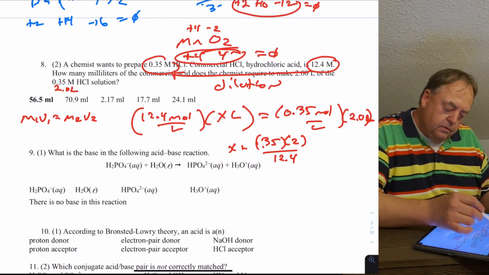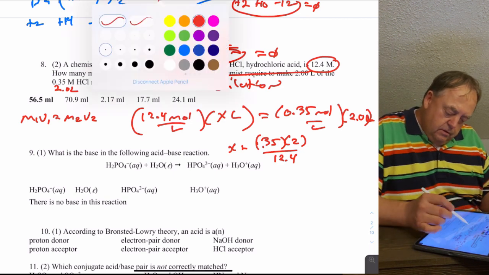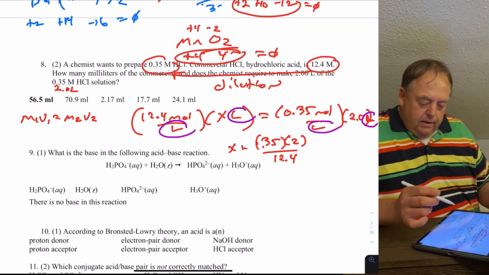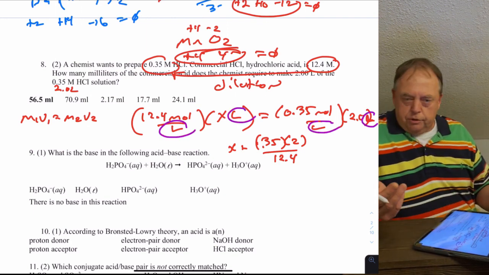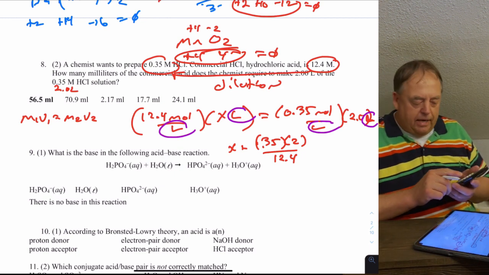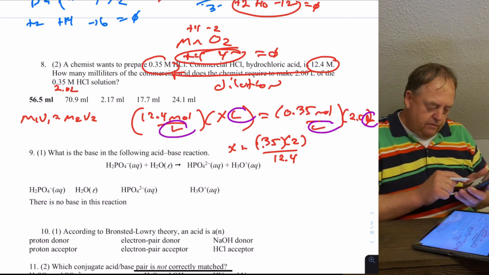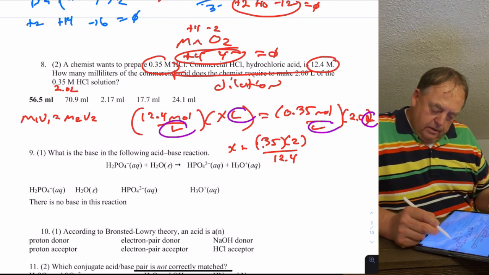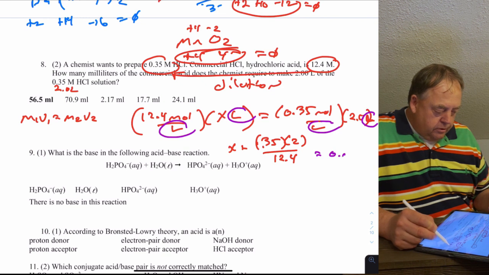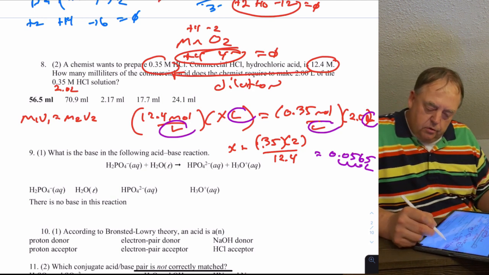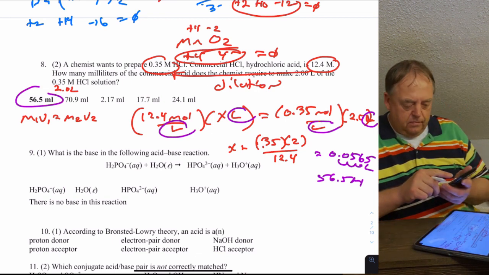Because of the units here. And the question asks for milliliters, so once you get the answer, you're going to have to divide it by 1,000 to convert to milliliters. So 0.35 times 2 divided by 12.4 gives you 0.0565 liters. So 1, 2, 3. Move the decimal point 3 places to the right, so 56.5 milliliters. So that's the answer.